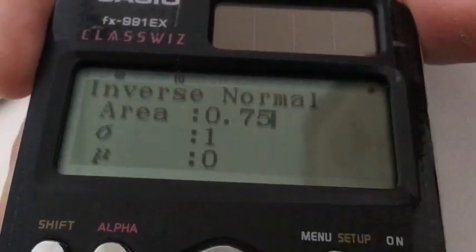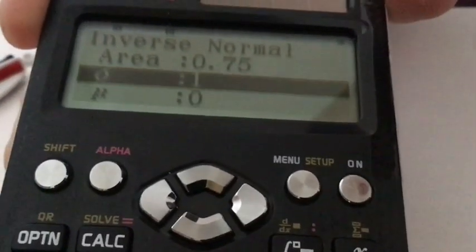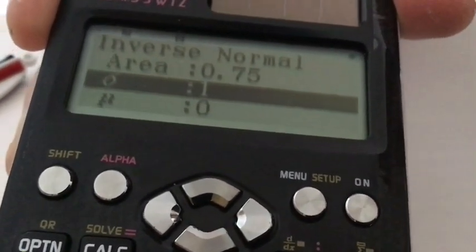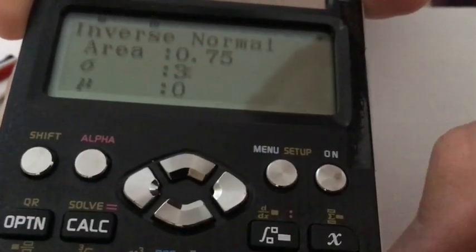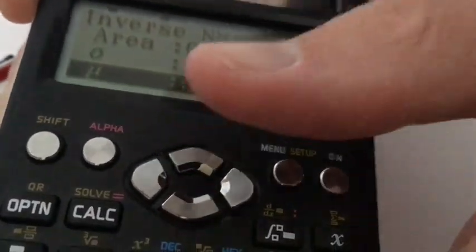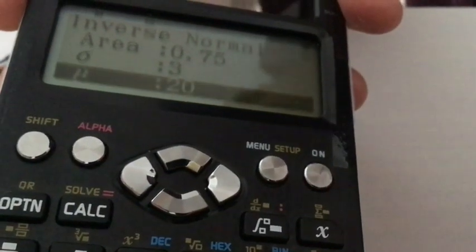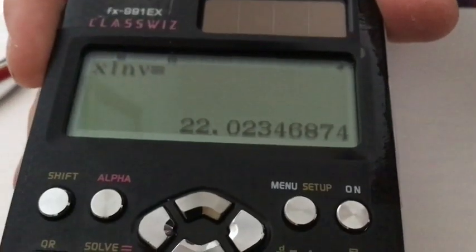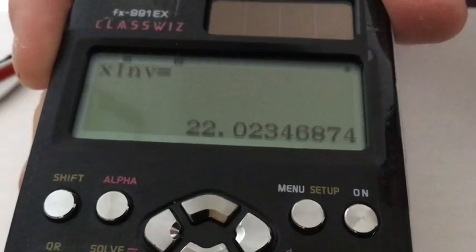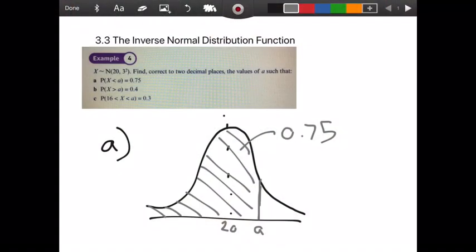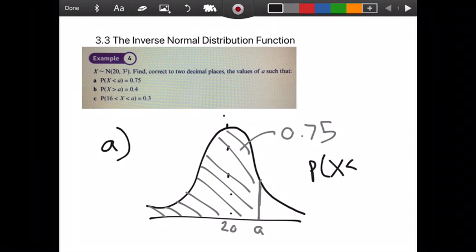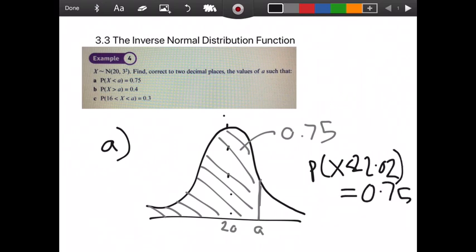And then I'll press enter. Our standard deviation, 3 squared, was our variance, so 3 is our standard deviation, and our mean is 20. If we press equals, we end up with 22.02 as our answer. So we found that the probability that x is less than 22.02 equals 0.75. So the answer to A was 22.02.